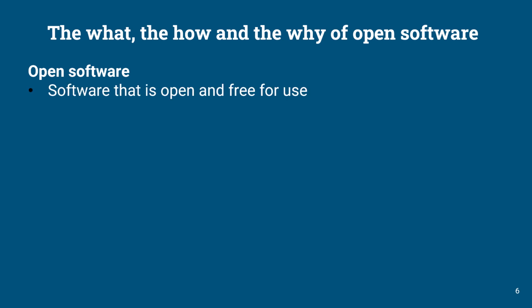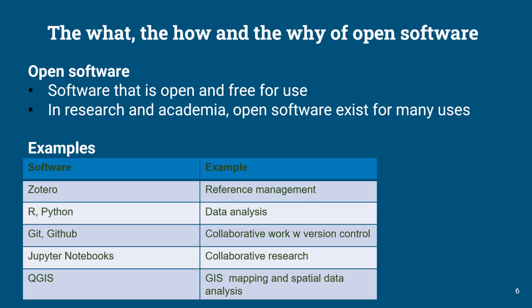Starting with a bit of what open software is, other people have spoken about it. It is software that is free and open to use. And in research and academia, there are many open software that exist and they're for different uses. So for example, there is Zotero, which is used for reference management when writing manuscripts. But R and Python are very common for data analysis in different fields.